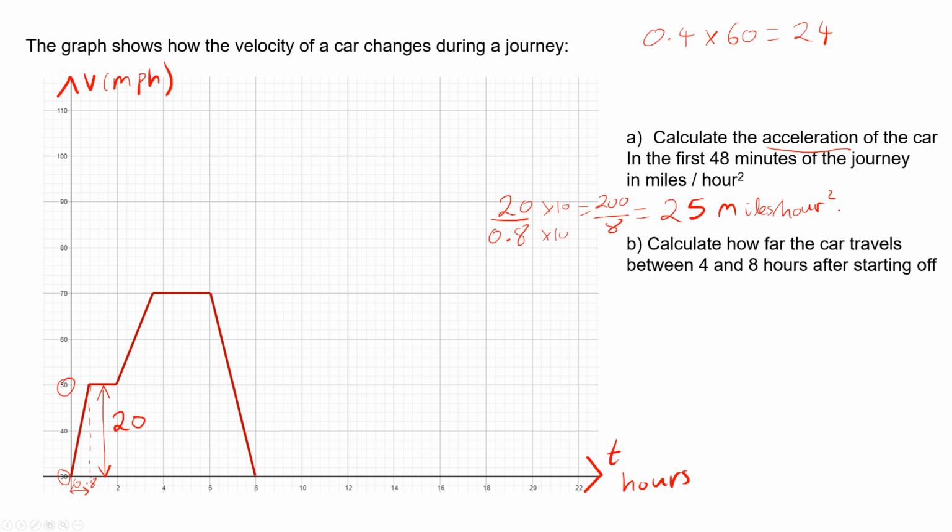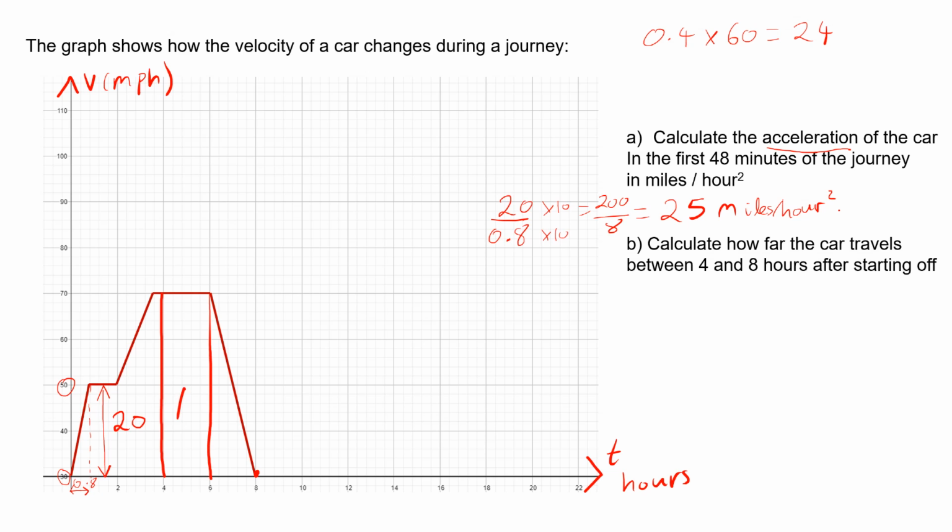In B, we want to calculate how far the car travels between 4 and 8 hours after starting off. So that's going to be from here up to here. To do this, we need to work out the area under the graph because velocity times time or speed times time is distance. So if we work out the area under the velocity time graph, we get the distance travelled in that region. So we need to work out the area of this shape here. And there are 2 ways to do it. You could think of it as a trapezium, or perhaps more easily, you could consider it as 2 shapes.